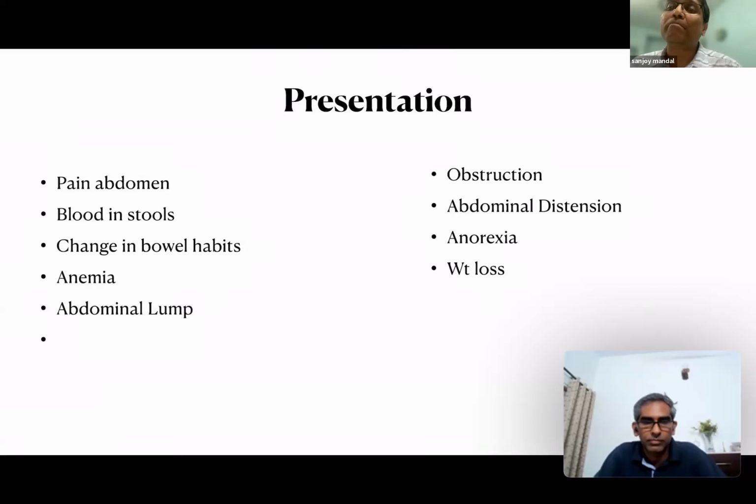Some patients may present with an abdominal lump. Patients, especially on the left side, more common on the left side I would say, but it happens on the right side too, would have stricturing growths, which can lead to obstruction, can lead to distension, and of course, anorexia and weight loss would be the other symptoms.